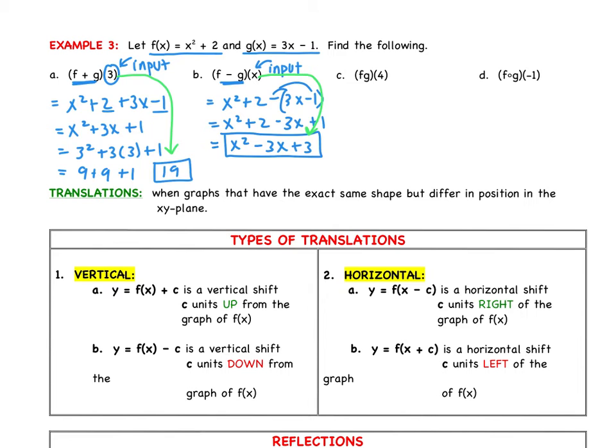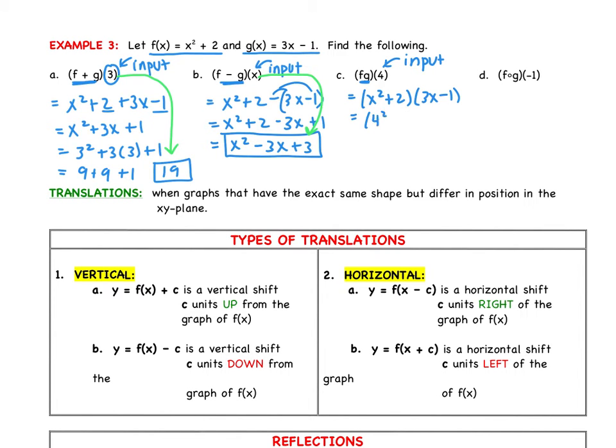Okay, in C, it's telling us to multiply and then use an input of 4. If we multiply, we get x squared plus 2 times 3x minus 1. Okay, let's be careful here. We want to be efficient, right? We don't want to do extra unnecessary work. What we could do is simplify that right now, or we can plug in 4. So let's plug in 4. Let's not bother to simplify. Let's plug in 4 first, because it'll be easier to simplify.